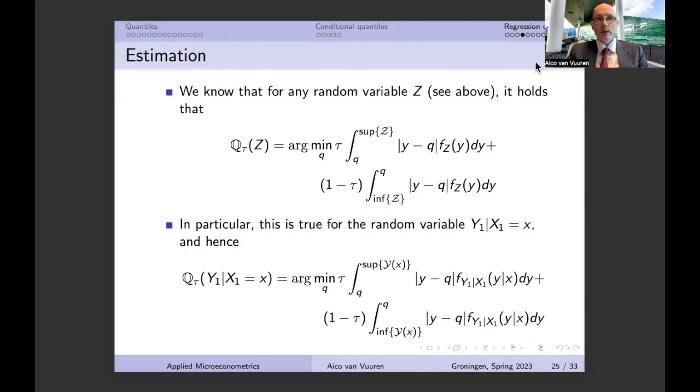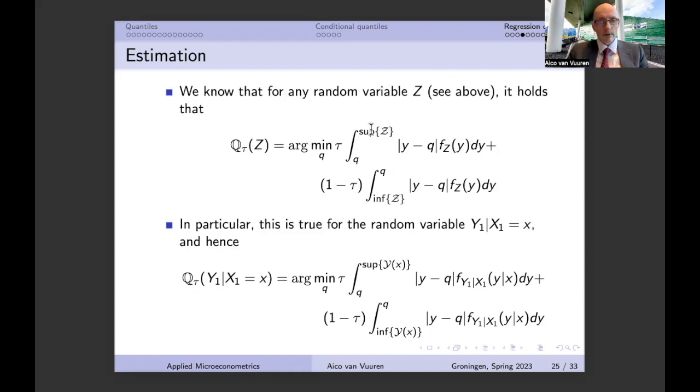Now that we know that we can estimate the regression quantiles, the question arises, how are we going to be able to do so? Well, in order to understand that, we should remember that the quantiles of any random variable can be represented in this way that we have over here. That is to say, any kind of quantile of this z can be written as the argument that is going to minimize this criterion function that we have over here.